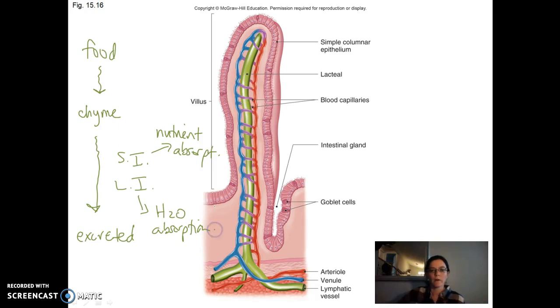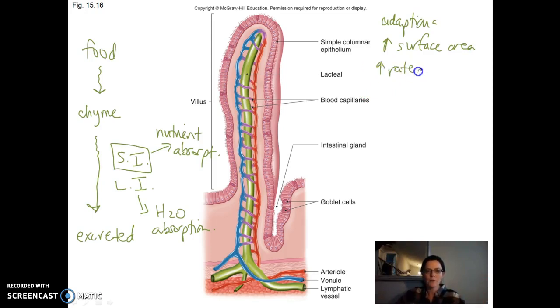So if we think about the small intestine in particular and the need for nutrients to be absorbed, the small intestine has quite a few adaptations that help us increase surface area. The reason we need to increase surface area in the small intestine is so that we can increase the rate of absorption as much as possible. So we need to get all of the nutrients that are here.